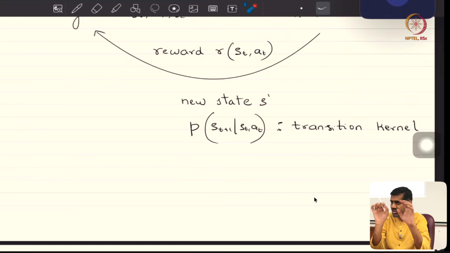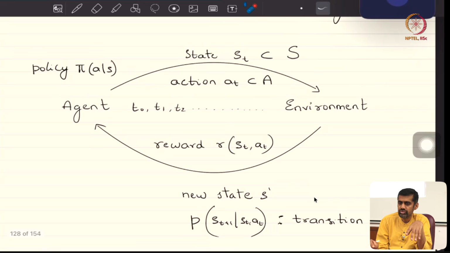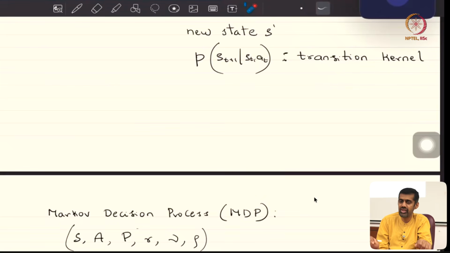Understood, right? So, what is happening is that there is an agent, it goes from one state to the other, which is governed by the transition kernel, and being at every state it performs an action, which is governed by the policy, and depending upon what action it takes, the environment gives it a reward, and this keeps happening. Should the probability distribution of the next state also depend on the reward? No, the transition kernel does not depend on the reward. Only the policy depends on reward.